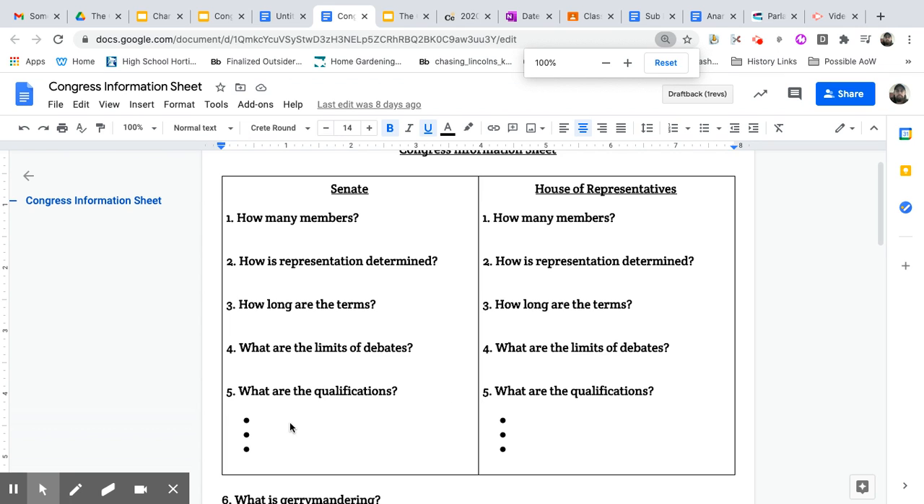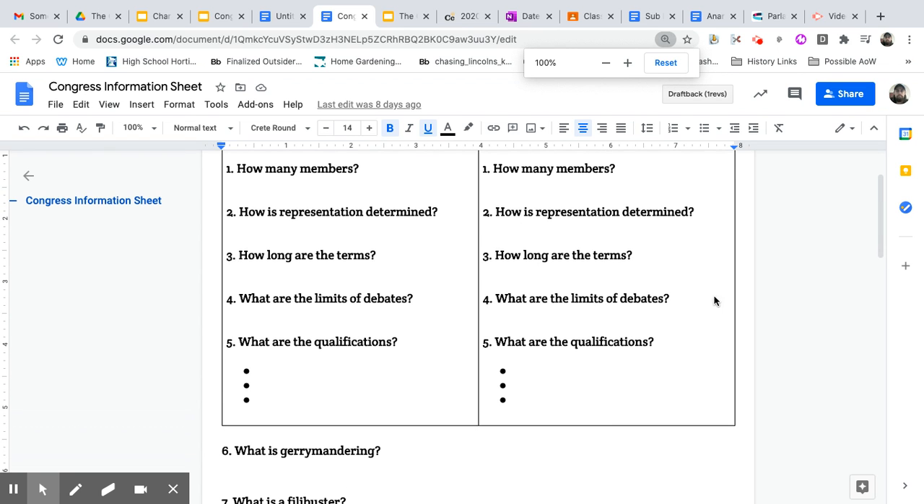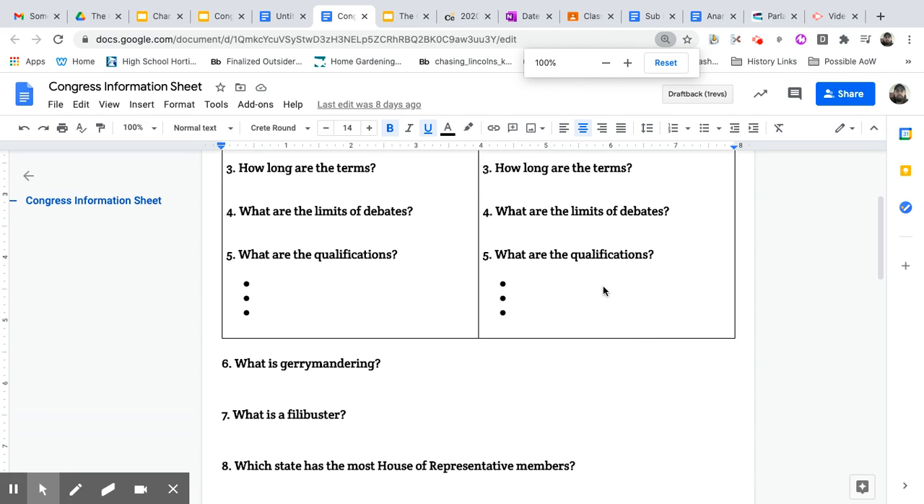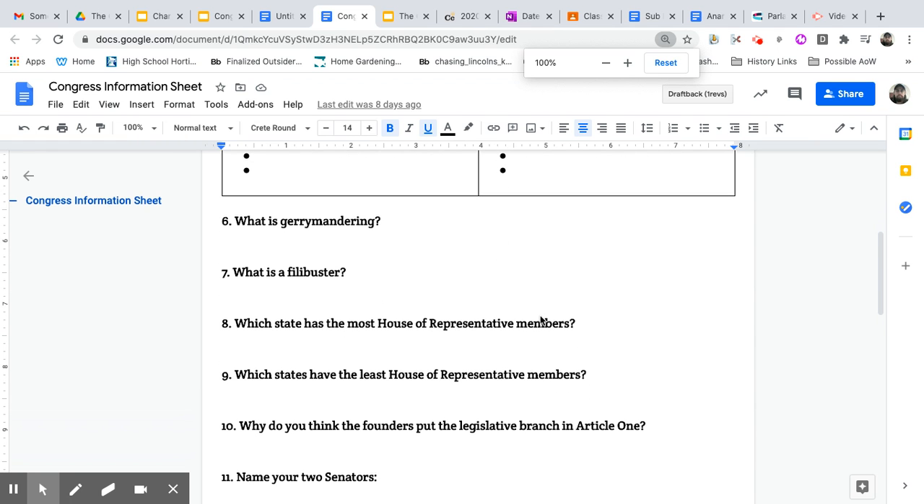Qualifications: Senate, you've got to be 30, live in the state you represent, and have been a citizen for 9 years. House, 435 members. Representation is determined by your state's population. How long are the terms? 2 years, very short. Again, you'll have to look up limits of debate on your own. Qualifications: 25, live in the state you represent, citizen for at least 7 years.